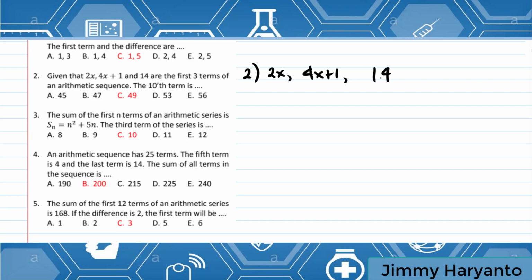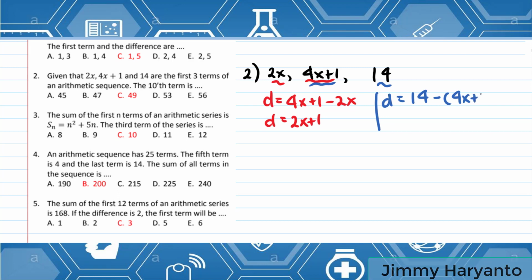This is the first 3 terms of an arithmetic sequence. We know that for an arithmetic sequence, the difference is always the same. So we will have to find the difference. The difference is the second minus the first. So 4x plus 1 minus the first. The first is 2x. It will be 2x plus 1. This is the difference if we use the second and the first term. How about we use the third and the second term? The difference is 14 minus, in the bracket, 4x plus 1. So the difference will be 14 minus 4x minus 1.